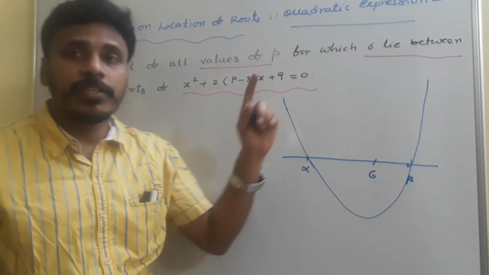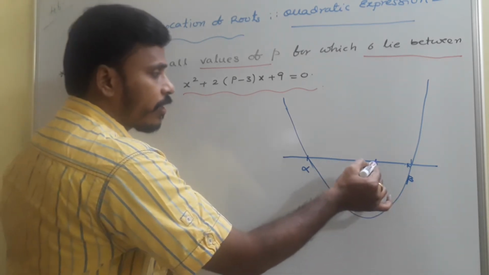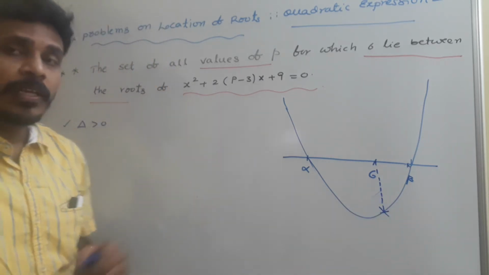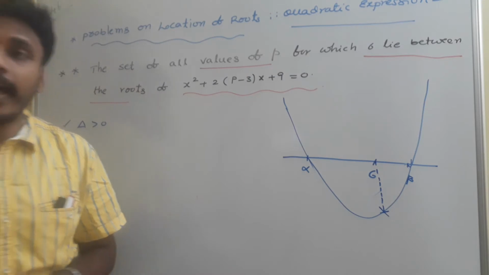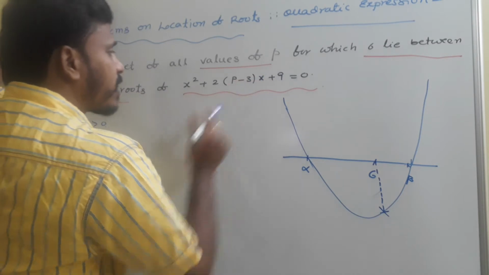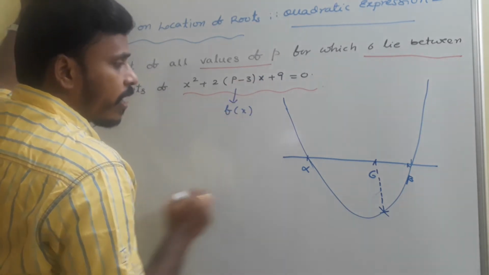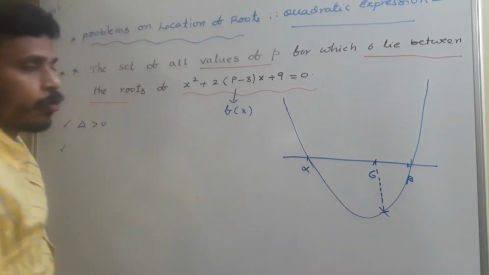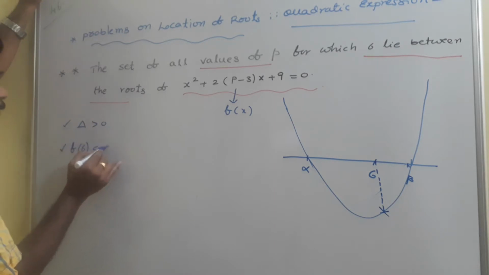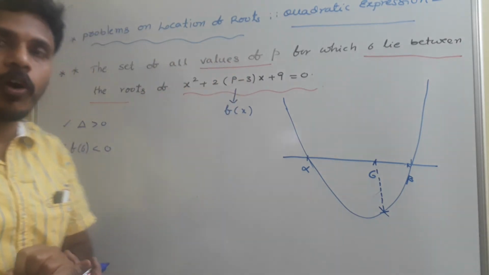As well as, since 6 lies between the roots, here I have 6 in between the roots. At 6, if you observe, what will happen? At 6, the graph is below the x-axis. Since at x equals 6 the graph is below the x-axis, another condition is that if you treat this expression as some f of x, the expression value at 6 is negative, that is, f of 6 is negative. So these are the two conditions, and using them we need to find the set of all values of p.